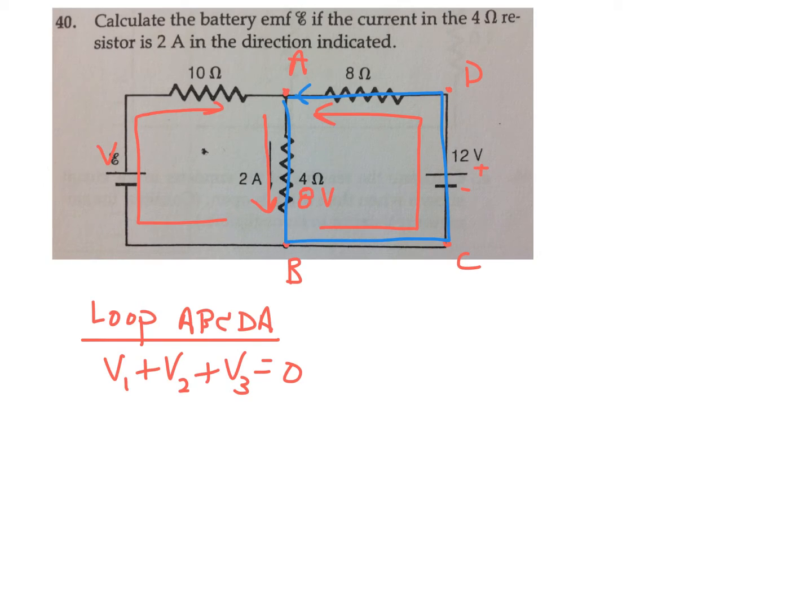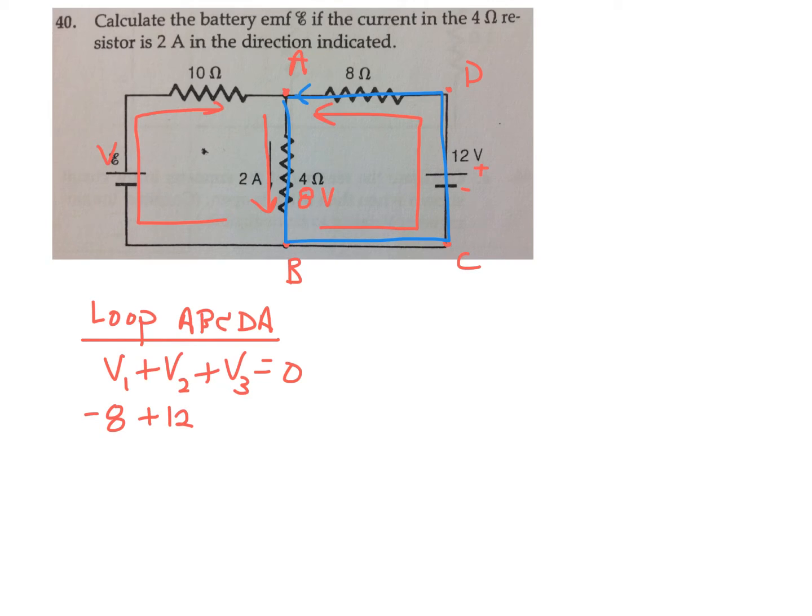I'm going from A to B. I encounter that first resistor, and I'm walking along that blue path in the same direction the current is flowing, the red arrow, straight down. So that gives me the conventional negative 8 volts in that particular resistor. Then I go from B to C to D, and as I'm walking from C to D, I'm going in the direction that the battery is pointing, so that's the conventional plus 12 volts for that battery.